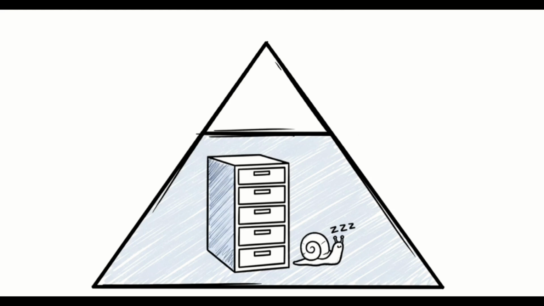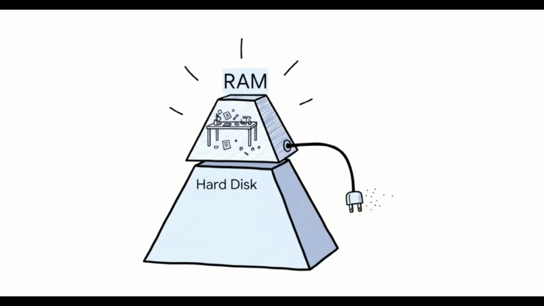And that data lives in what we call a hierarchy of memory, which is really just organized by speed. At the very bottom, you've got your long-term storage, your hard disk, or your solid-state drive. This is like a massive filing cabinet where everything lives permanently. It holds the most stuff, but it's also the slowest to get things from. Having to go to that big filing cabinet every single time would be way too slow for our speedy CPU.